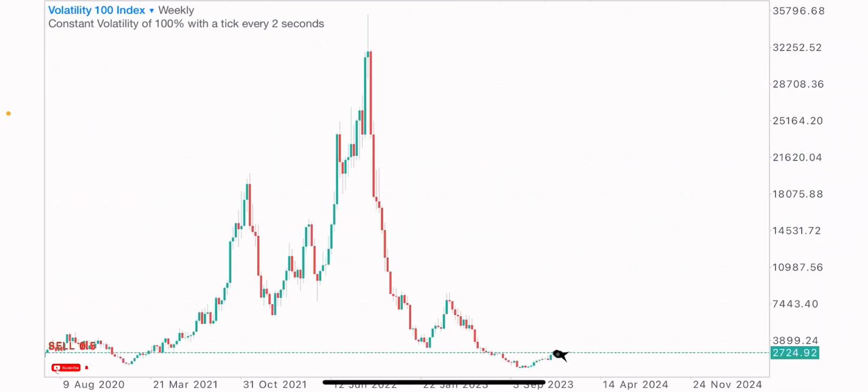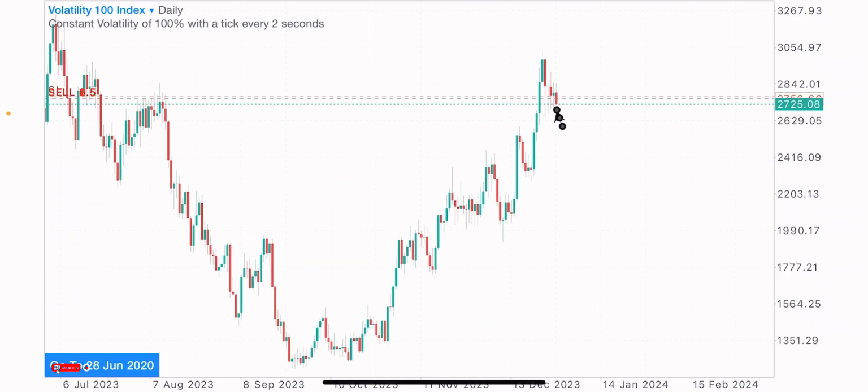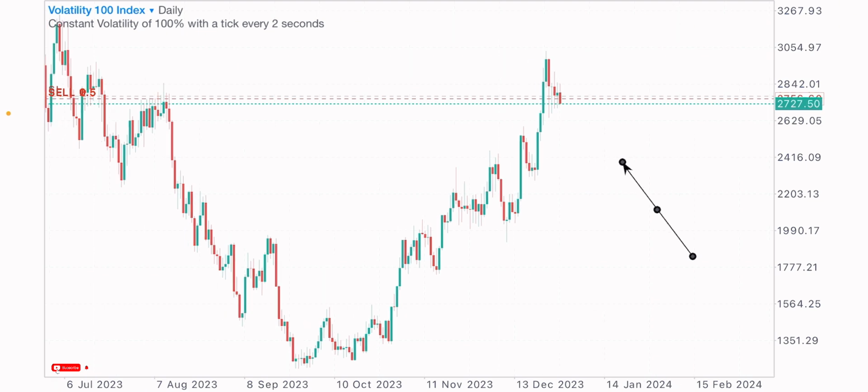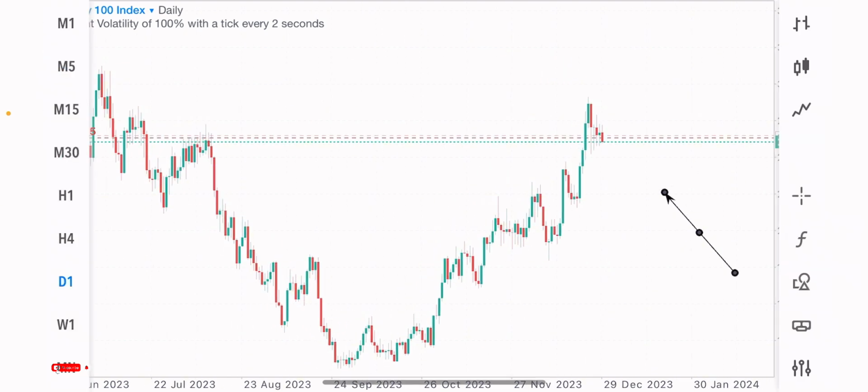So firstly, I went to the weekly time frame, the daily time frame, because whenever I want to look for trade opportunities, when I want to analyze the market, whenever I want to trade whatsoever, I don't fail to start from the higher time frame. I always start from the higher time frame. It can be the monthly time frame, the weekly time frame, or the daily time frame.